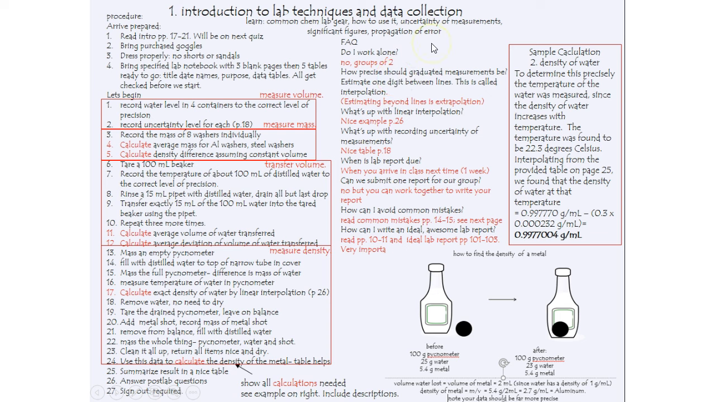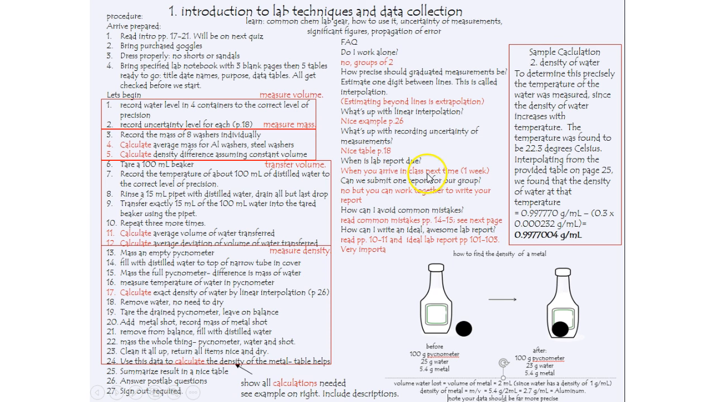Let's answer some quick frequently asked questions. Should you work alone? No, we're working in groups of 2. No more, no less. How precise should those graduated measurements be? Don't forget to estimate a digit between the lines. That's called interpolation. If you are going to take a line and wonder where it goes beyond that, or even a curve, that's called extrapolation. If you're wondering about linear interpolation, it is described in nice detail on page 26. And when you're recording the uncertainty of your measurements, there's a nice table on page 18.